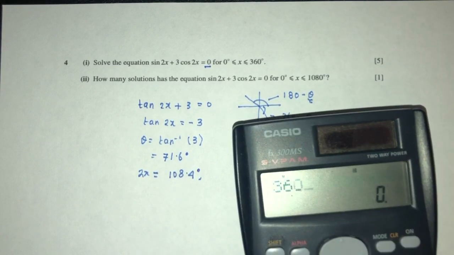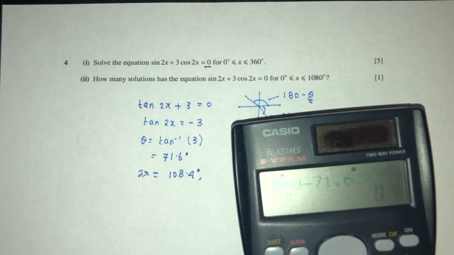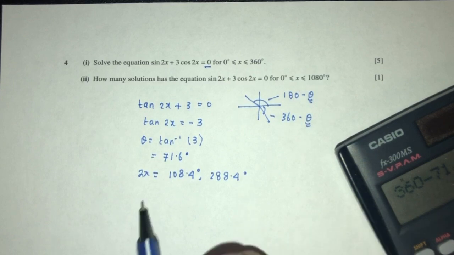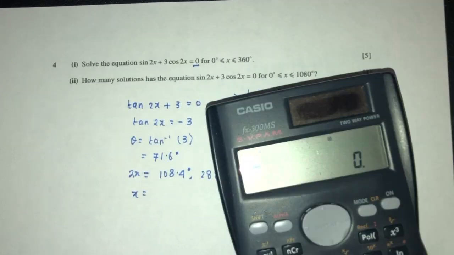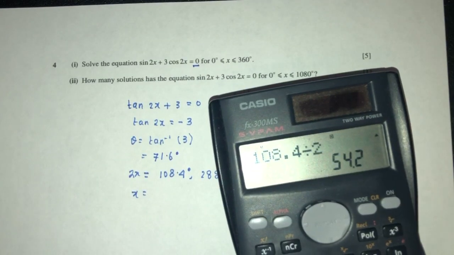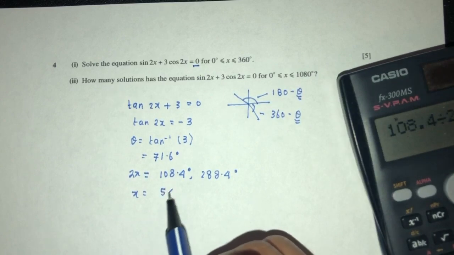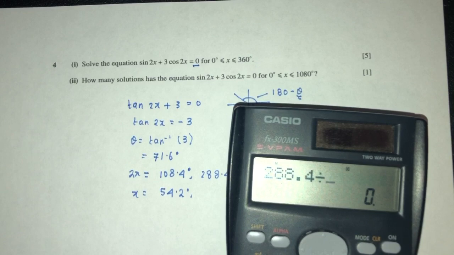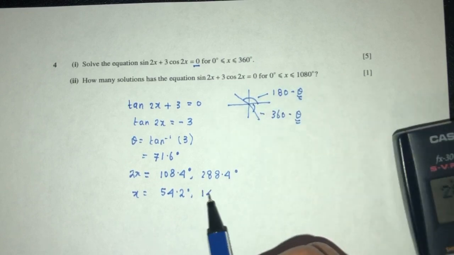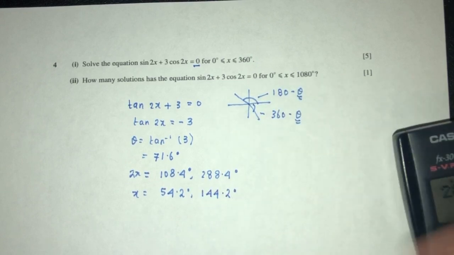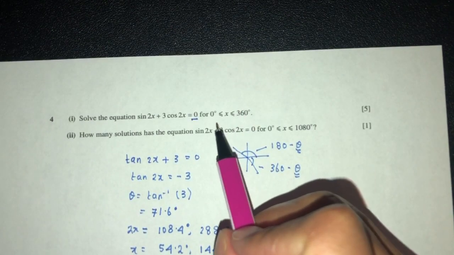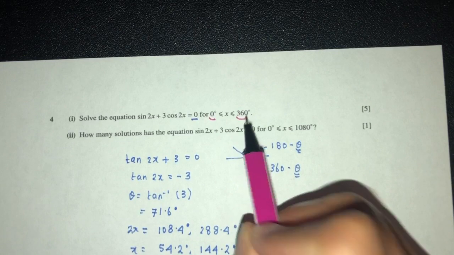Also, 360 minus 71.6, that should be 288.4. So x will be what? 108.4 divided by 2, that should be 54.2. And then here we have 288.4 divided by 2, 144.2. Okay, now you can see the value here is between 0 and 360.